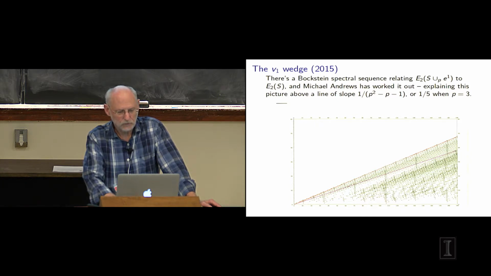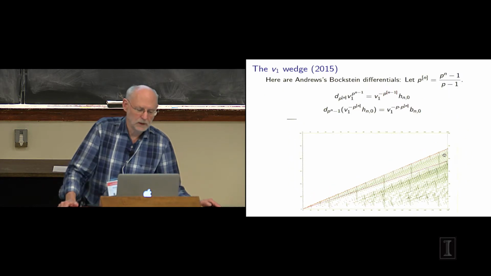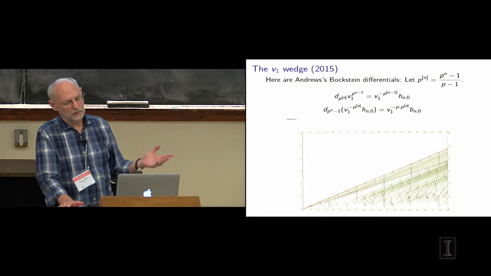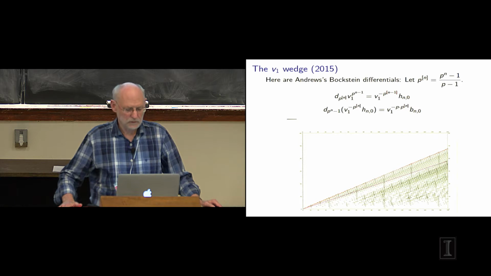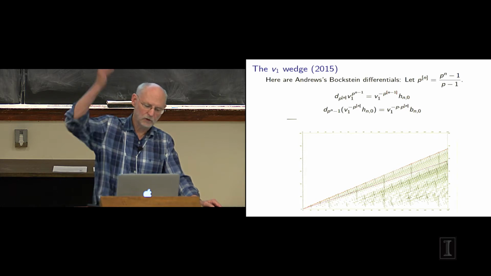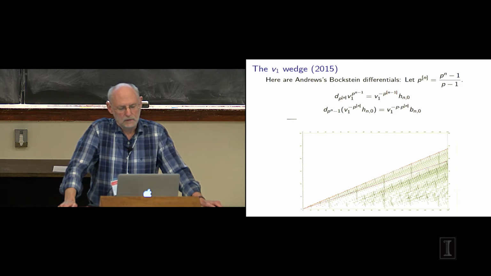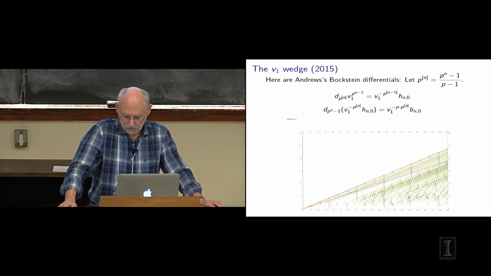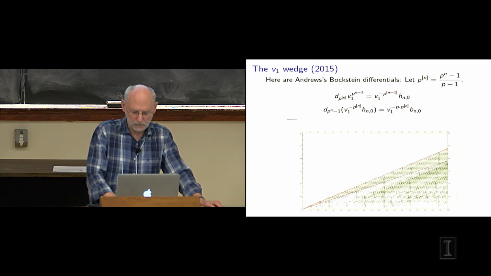You can see it's quite a complicated gadget. In fact, I'd like to just write down for you what the Bockstein differentials are that he came up with, just to show you that it's pretty complicated. There are arbitrarily long Bockstein differentials, so you've got long V0 towers up there in that range. It's quite a beautiful picture. This is the picture for the prime 3.